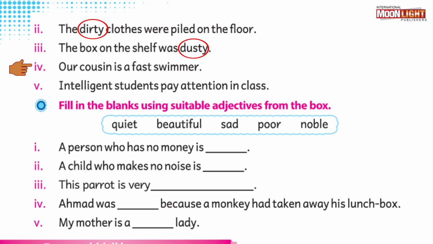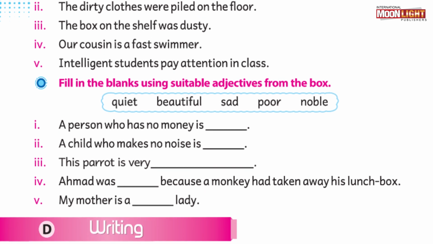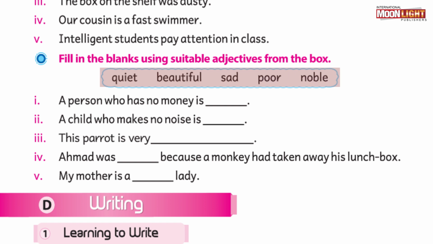Our cousin is a fast swimmer. So fast is the adjective. Encircle it. Intelligent students pay attention in the class. So the word intelligent is describing the students, and that is an adjective. Now there is a word bank containing adjectives. Below them there are sentences. We are going to read the sentences and choose the words from the word bank.